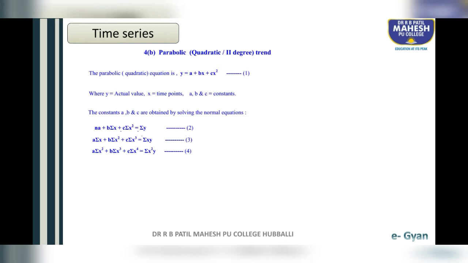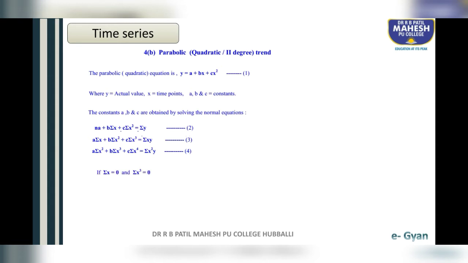It can be asked for 2 marks: write the normal equations for straight line trend. So students, in the fitting of straight line trend we have 2 normal equations. For fitting of parabolic trend, or quadratic trend, or second degree equation, we have 3 normal equations. So these are the 3 normal equations for parabolic trend. So for 2 marks this can be asked.